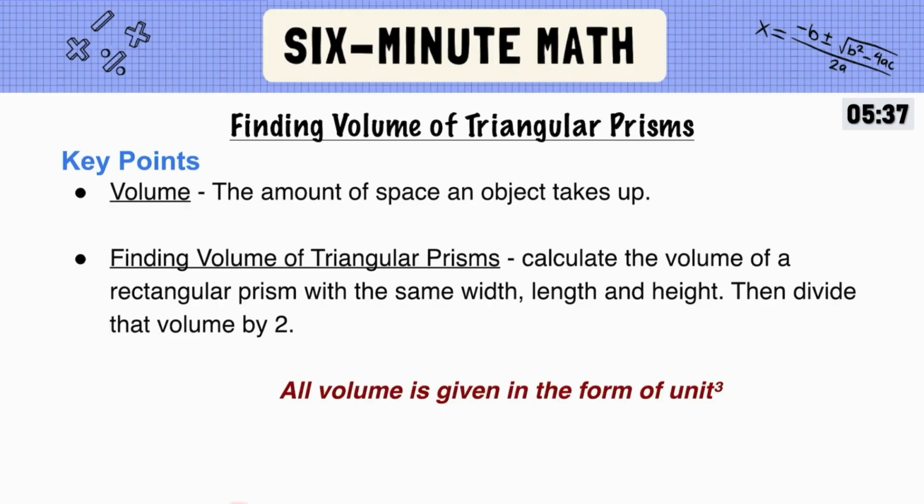Our key points today are to understand that volume is the amount of space an object takes up. To find the volume of triangular prisms, we are first going to calculate the volume of a rectangular prism using the same width, length, and height, and then divide that volume by 2. All volume is given in units cubed, as it is a three-dimensional concept.